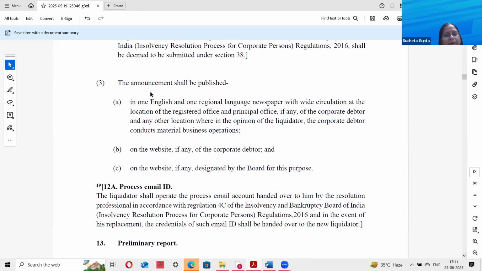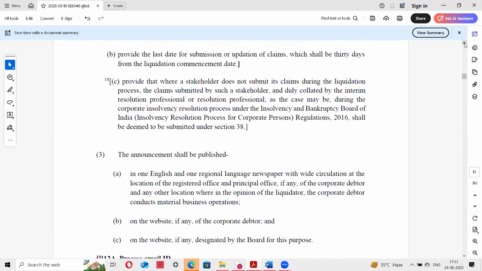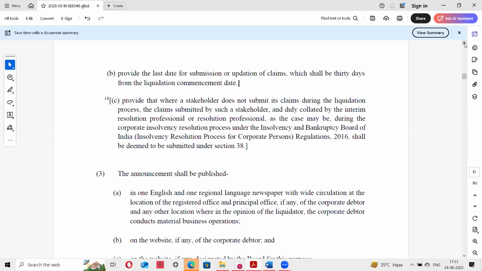Madam, belated claims have not been mentioned. Like in the CIRP, if any person is not able to submit his claim within 30 days, it will be extinguished. There is no chance.